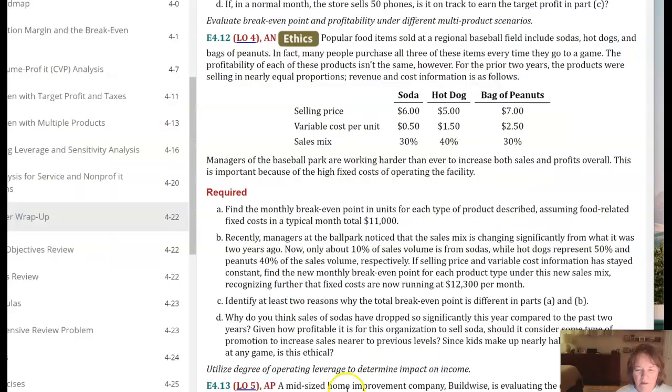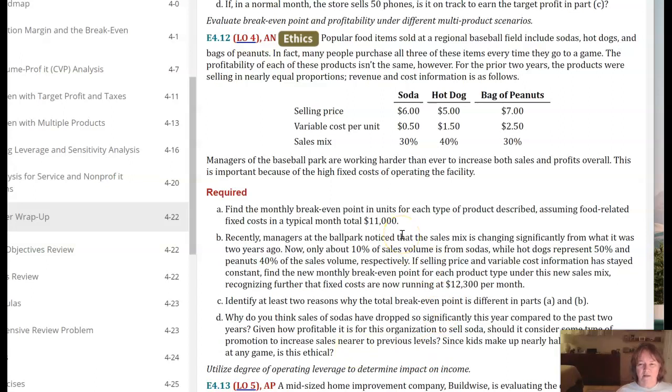So identify at least 2 reasons why the break-even point is different. A and B, we just did that. Okay, it would be different because the fixed costs changed, right? They increased, and also the sales mix changed. So why do you think sales of sodas have dropped so significantly compared to the past 2 years? Given how profitable it is for the organization to sell soda, wouldn't it consider some type of promotion to increase sales to previous levels? Since kids make up nearly half of the attendees, is this ethical?